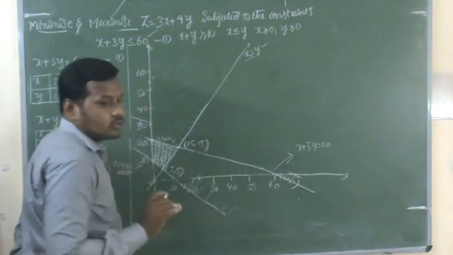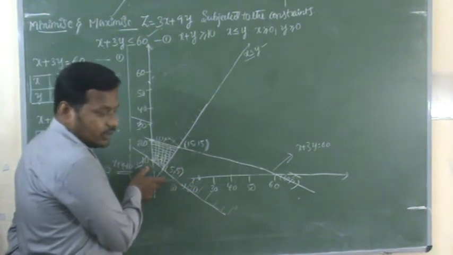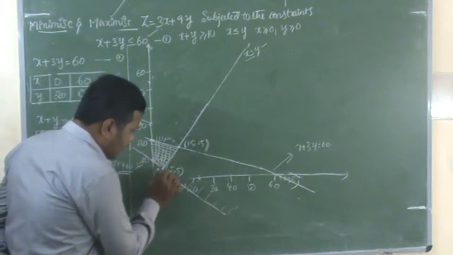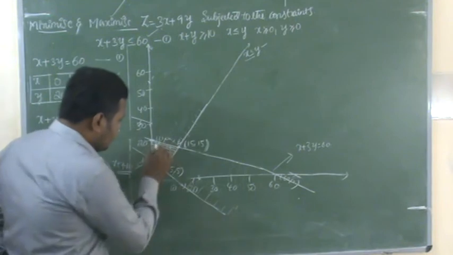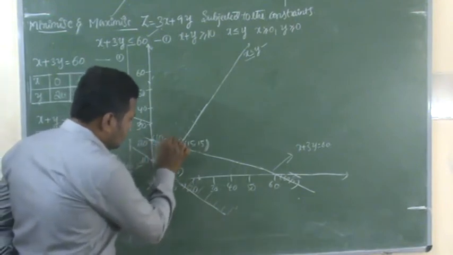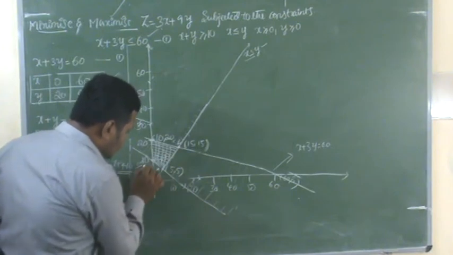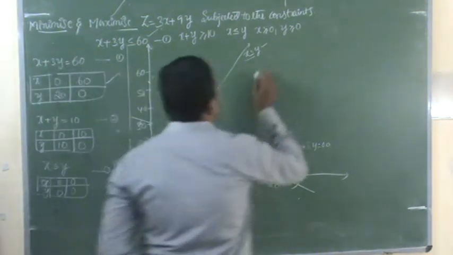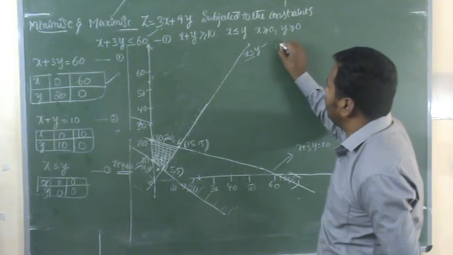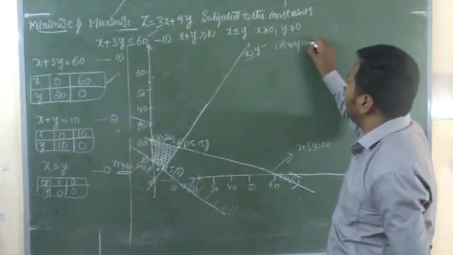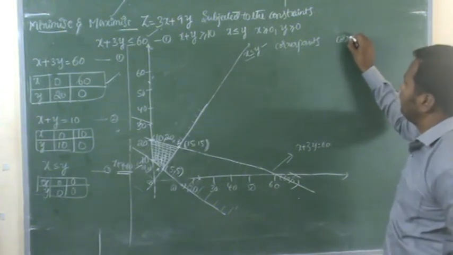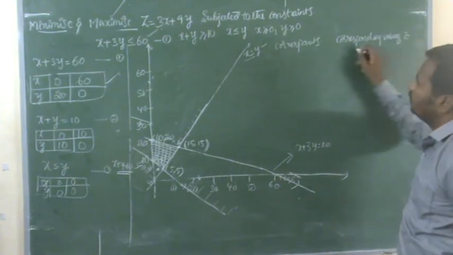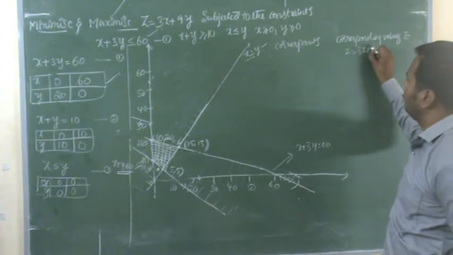I already discussed how to solve the intersection of lines. Okay, this point is A and this is B. And this is C, point 0 comma 20, and D, point 0 comma 10. Or ABCD like this. Now the corner points and the corresponding value of Z. That is Z is equal to 3x plus 9y.